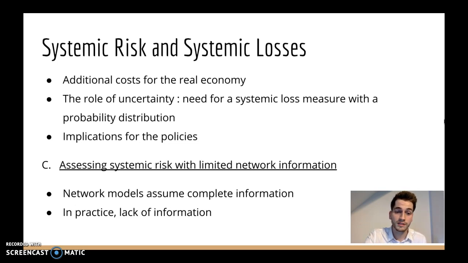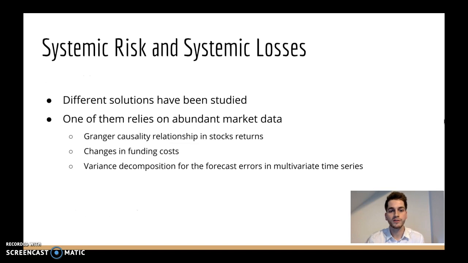Network models to assess systemic risk generally assume complete information about interbank exposures. In practice, this information is never available to the public or even to the banks. In fact, even regulators do not have a clear view of the payment obligations between financial institutions, as they are always changing. Different solutions have been studied with the aim of resolving this lack of information issue.